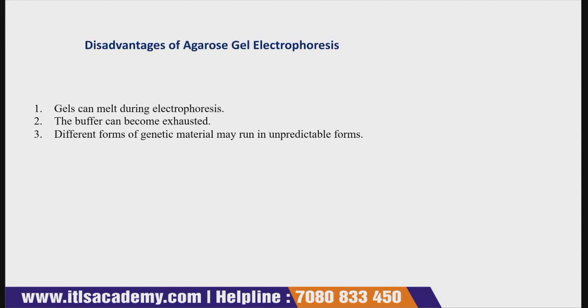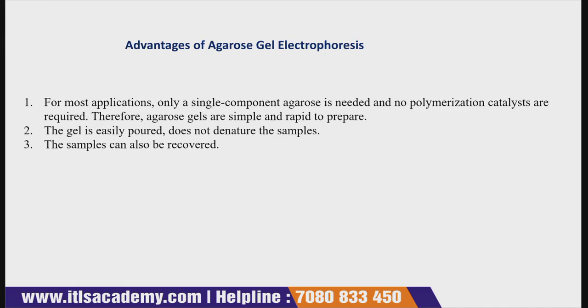Now understand the advantages and disadvantages of agarose gel electrophoresis. For most applications, only a single component, agarose, is needed, and no polymerization catalyst is required. So this is an advantage, meaning no polymerization catalyst is involved, so you are saving capital cost. Therefore agarose gels are simple and rapid to prepare.